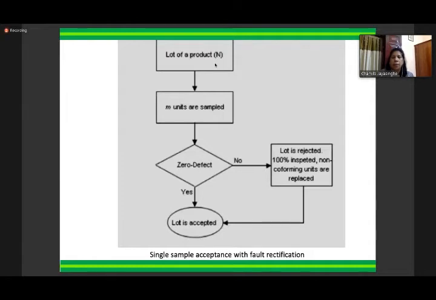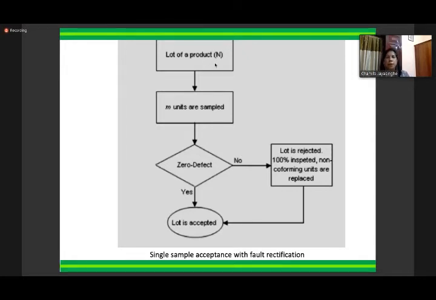Then if there are 0 defects in the sample, we go forward. Yes, the lot is accepted. If there are not 0 defects, if there are some defects, in such a situation the lot is rejected, 100% inspected, and non-conforming units are replaced, right?